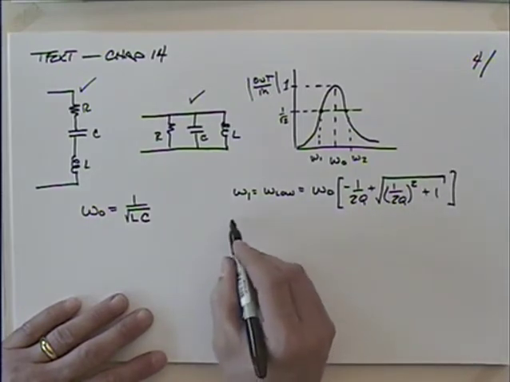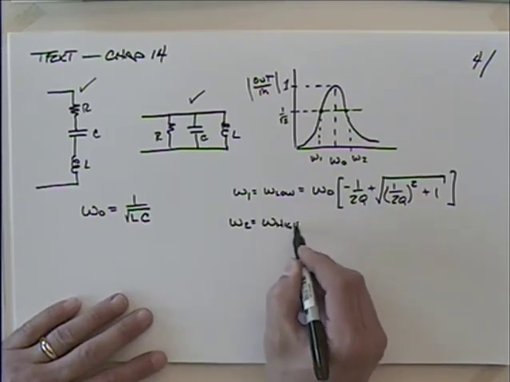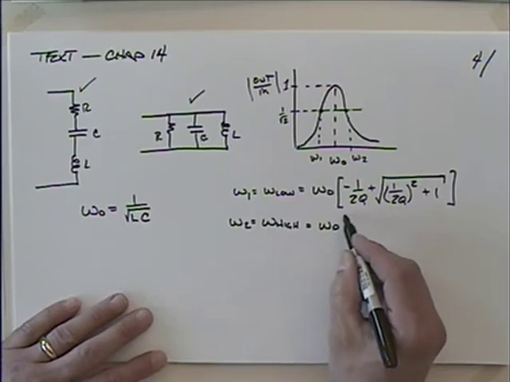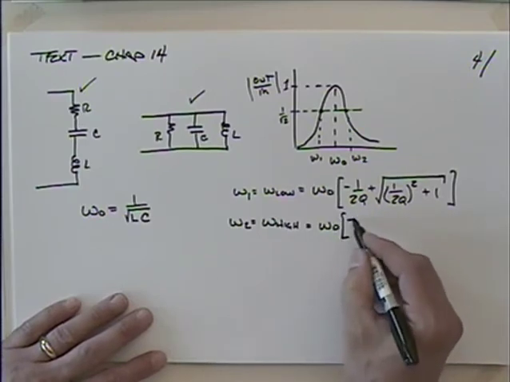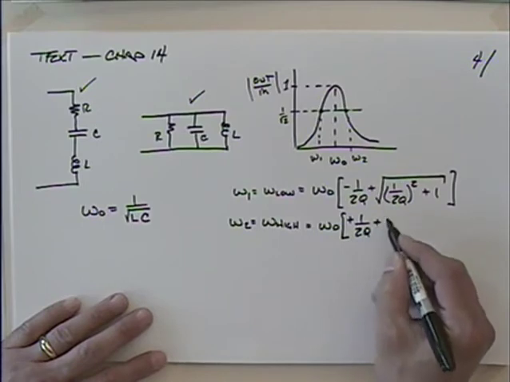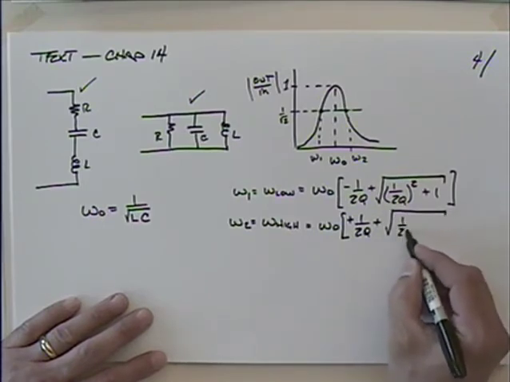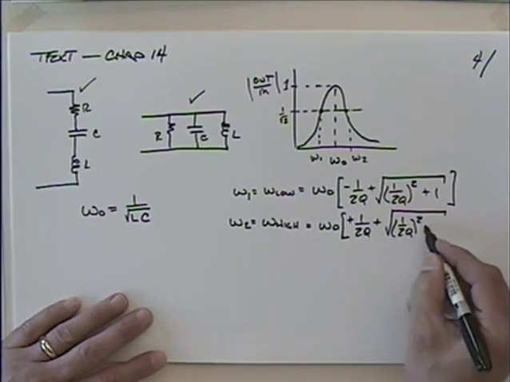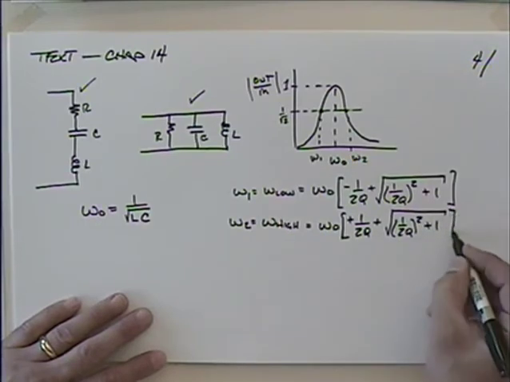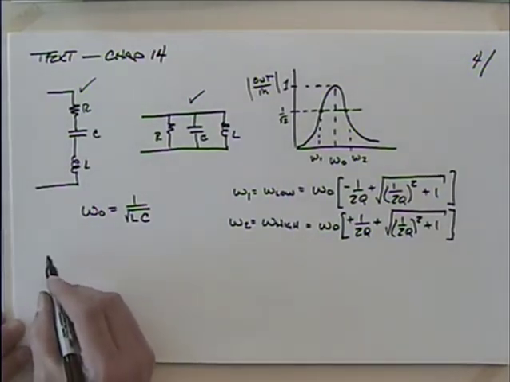And then likewise omega 2, or omega high, is equal to the resonant frequency, and is exactly the same thing, except we put a plus there: plus 1 over 2Q, plus the square root of 1 over 2Q squared plus 1. If you have your notes from last term, it should be exactly the same. Now, we have to talk about the quality.